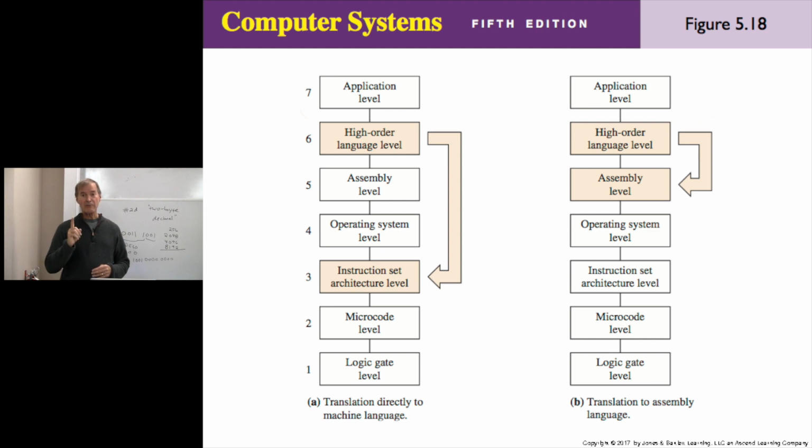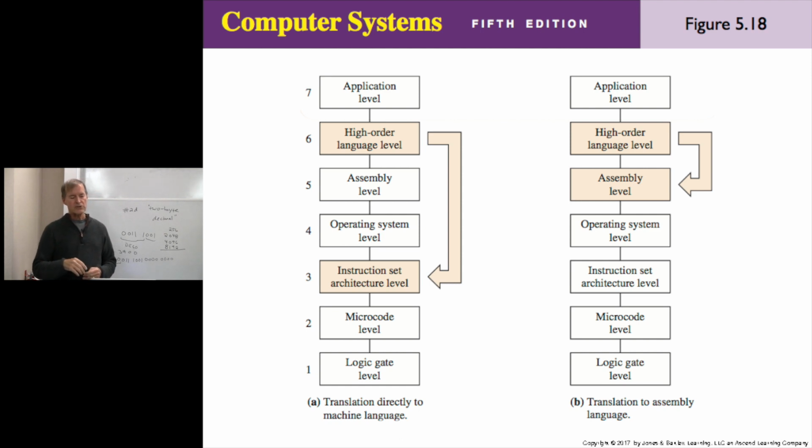But if the compiler goes from HOL 6 to ASMB 5, then what do you have to do before you can actually run the program? You have to invoke the assembler and go from ASMB 5 down to the ISA 3. And that's actually common. Both of these are common.